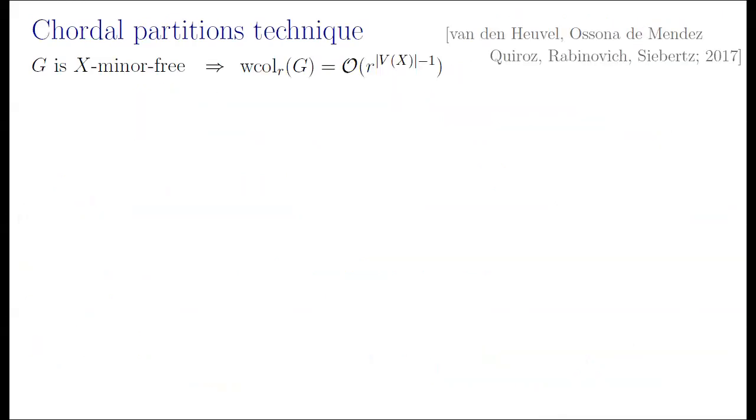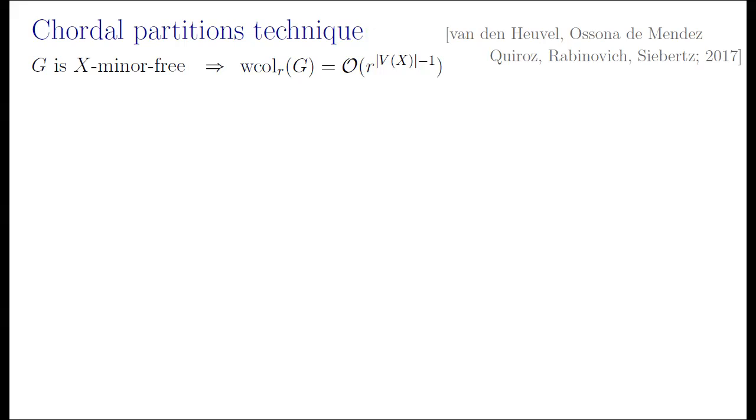Okay, so before I start describing our proofs, I want to give you a short overview of something called the chordal partitions technique, which also is one of the building blocks of our proofs. What I will show you is this first result that I stated on a slide with X-minor-free graphs. So if G is X-minor-free, then weak coloring numbers are bounded by some function with the number of vertices in the exponent.